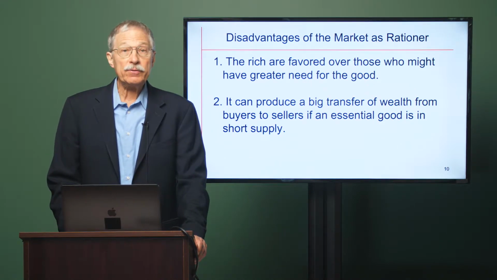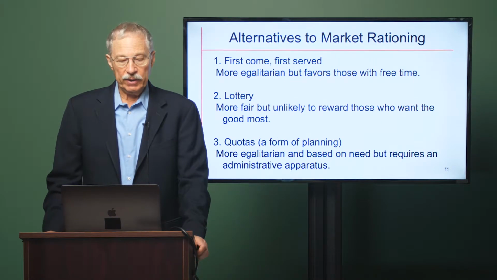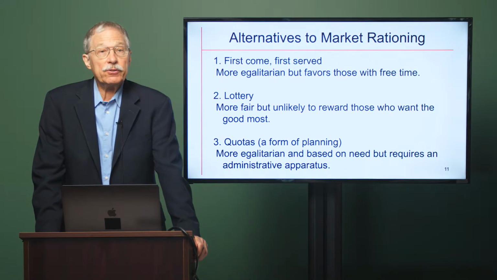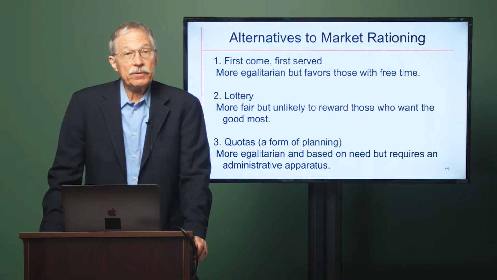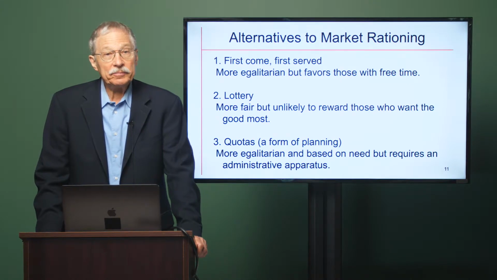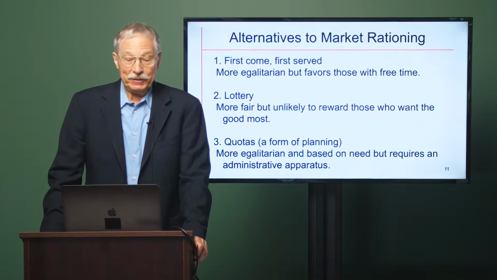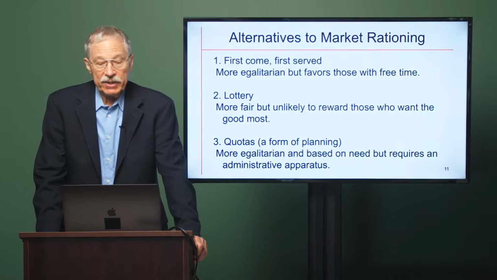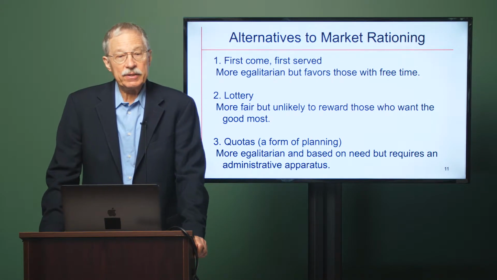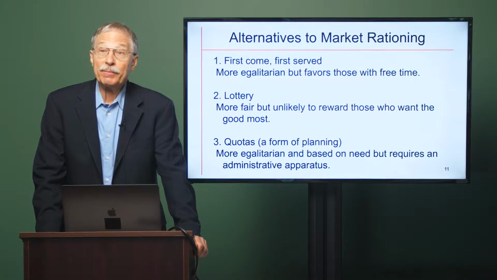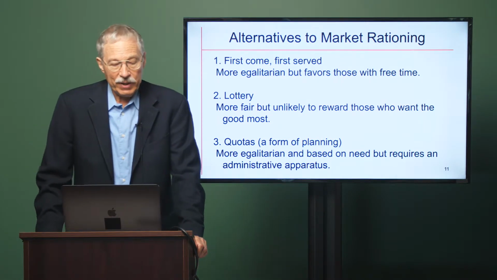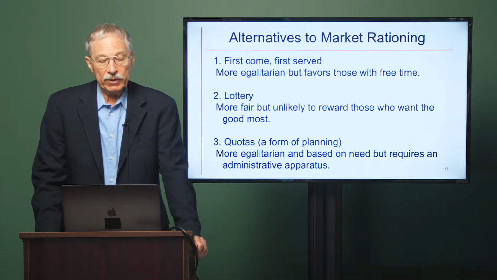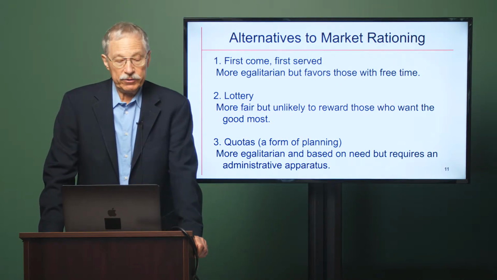Now, what are the alternatives to market as rationer of something fixed in supply? There is the common first come, first served. In a restaurant, usually market rationing is not used. Instead, if you want to get in, you have to show up early. That is more egalitarian. It gives everyone an equal chance, but it favors those with free time to stand in line. Another method is a lottery. That's viewed as fair, but unlikely to reward those who want the good the most.